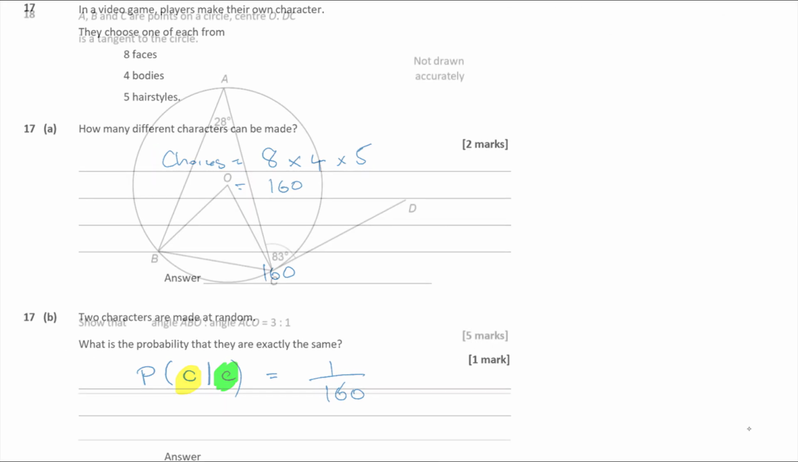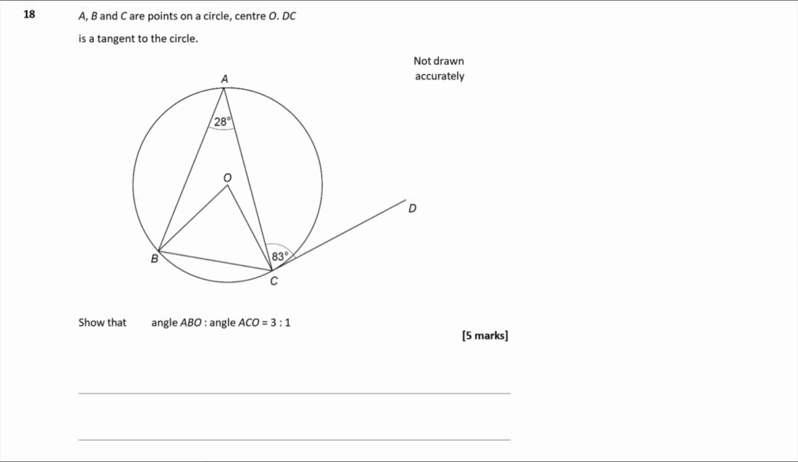Question 18. A, B, and C are points in a circle, center O. DC is a tangent to the circle. Show that the ratio of angle ABO to angle ACO is in the ratio of 3 to 1. Okay, well, all sorts of things going on here. So we need to find angle ABO at some point, which is this angle here between these two. So it's going to be that angle there. We want that angle. Okay, and we want angle ACO.